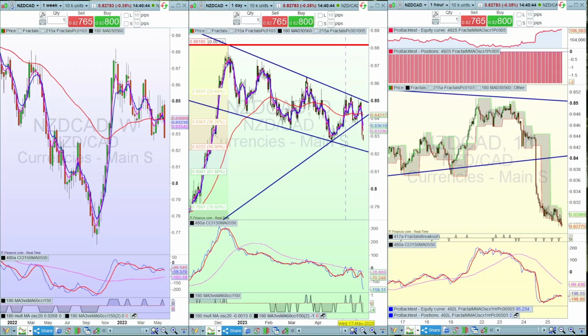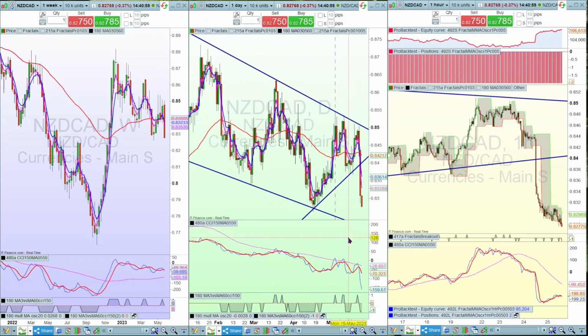Today is May 25th, 2023. This is the New Zealand Canadian dollar currency update. On our weekly trend analysis, it's just broken down from a bullish signal to a neutral. And on our daily, it's broken down into a bearish signal. So let's look at each of these. And on our hourly chart, I'll demonstrate the back test for short positions.